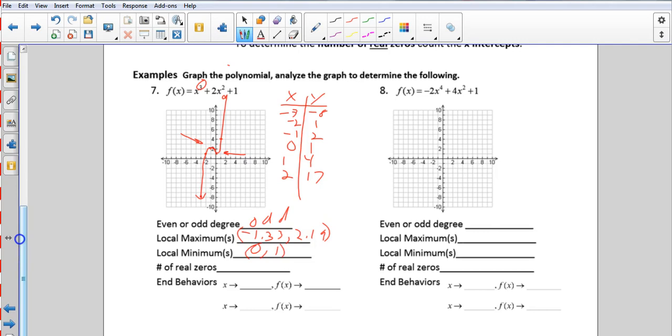Now, the number of real zeros, there's 1, and it's going to be right there where it hits the x-axis. That looks to be about -2 point something. The end behaviors, well, as x is going left towards negative infinity, y is going down towards negative infinity. And as we're going right towards positive infinity, it's going up towards positive infinity.